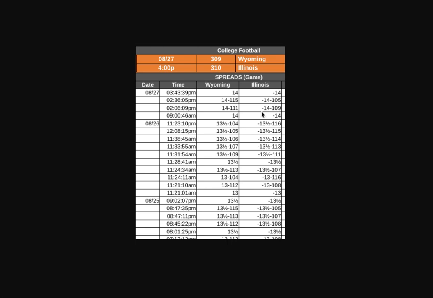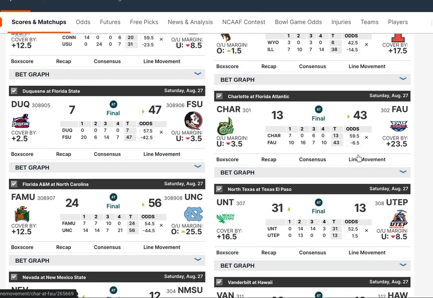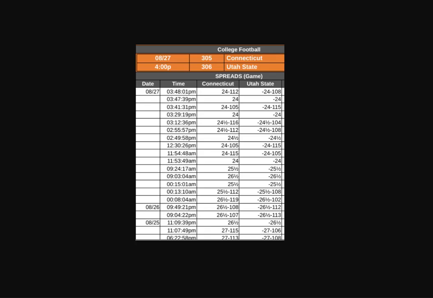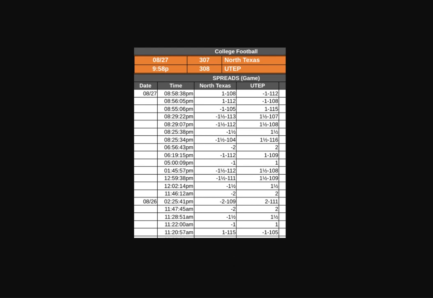No movement whatsoever. When the line doesn't move, who does that favor? It favors the favorite at minus 14. And Illinois wins that one in a blowout and covers easily. So these are really, really good examples.